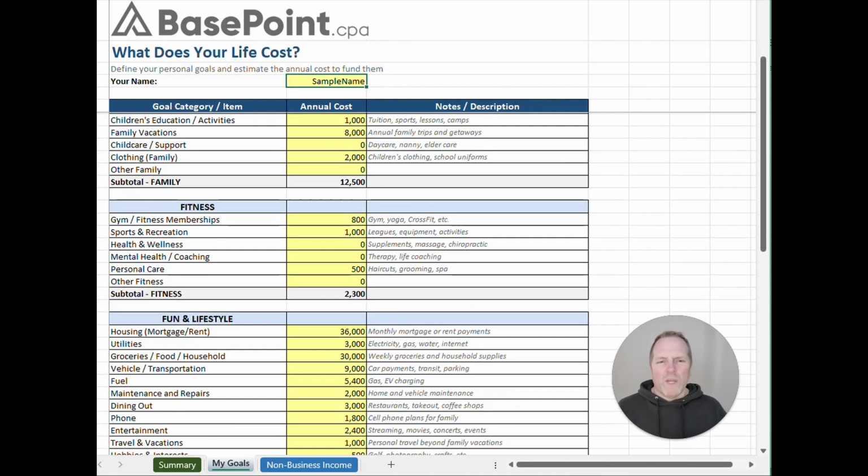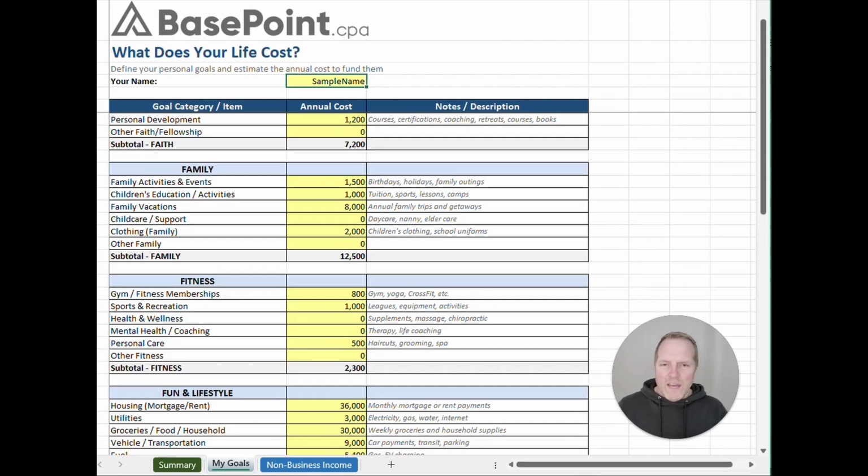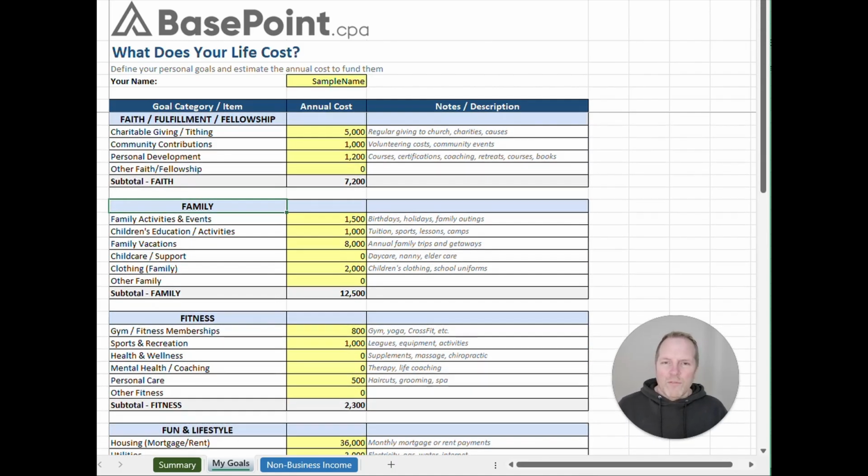Personal goals we have broken into 5 different categories here, okay? We've got faith, fulfillment, or fellowship. So this is like the communities that you're involved in, the things that are very important to you at a high level. Quite often, your faith is going to be whatever that is, the big things that are important to you in your life, because that ends up translating into where you contribute finances to, if you make donations, where you volunteer your time, what you do in terms of your own personal development. Okay, so that's the first category.